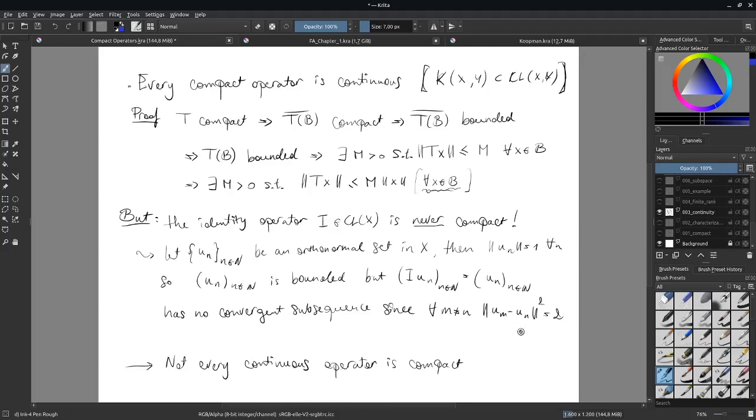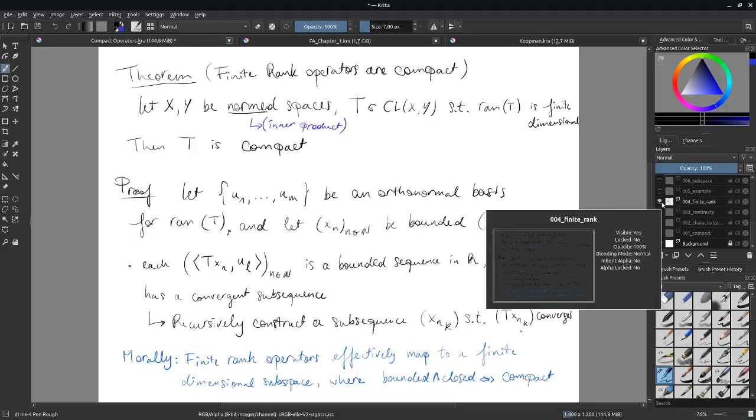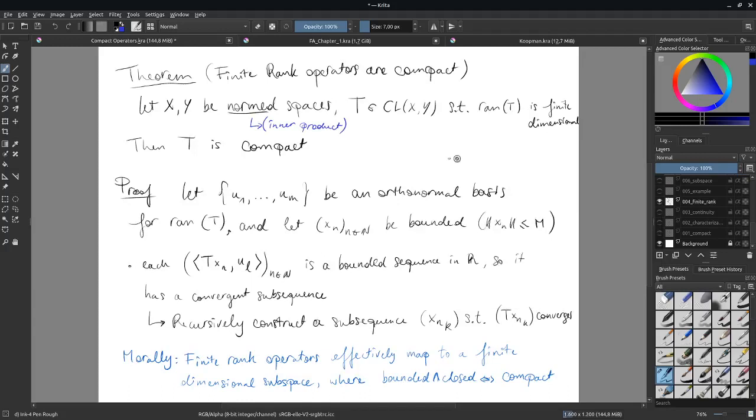So yeah, the corollary is that not every continuous operator is compact, so it's a bit of a bummer, but we can get around that. Another important theorem is that finite rank operators are compact. This one is more of a construction result. How do you construct a compact operator? One very easy way is to build what's called a finite rank operator.